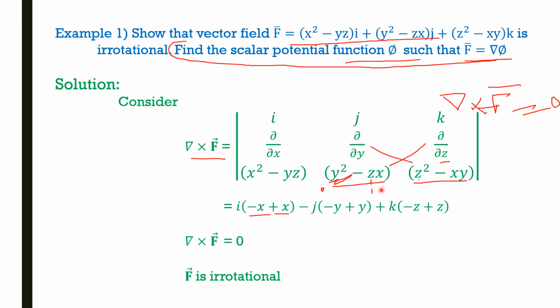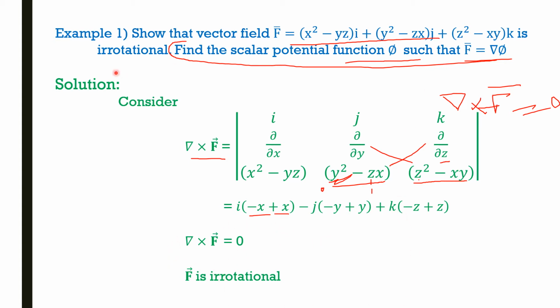As you see here, minus x plus x is 0, minus y plus y is 0, minus z plus z is 0, and therefore the total answer becomes 0. Del cross F bar is equal to 0. As del cross F bar is equal to 0, F bar is what?